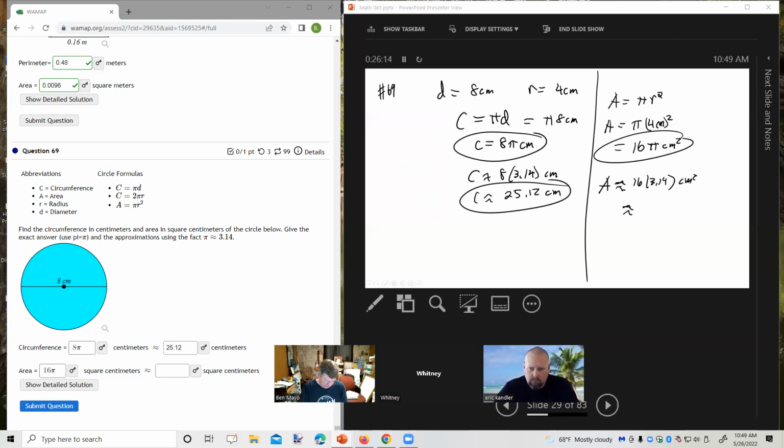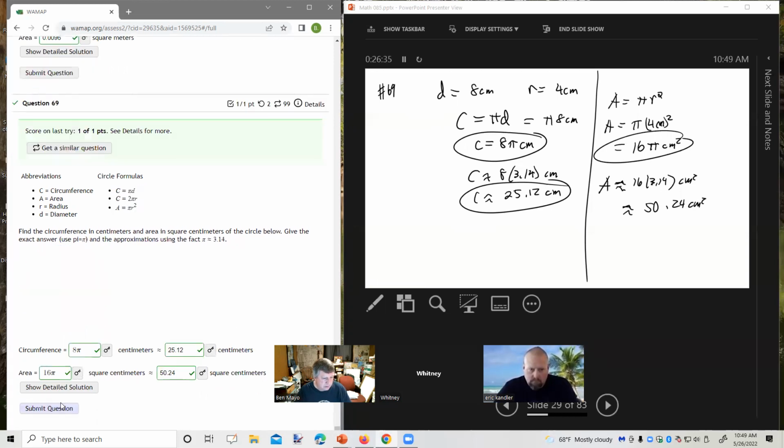And let's see here, what do we get? 16 times 3.14 is 50.24 square centimeters. 50.24 square centimeters.